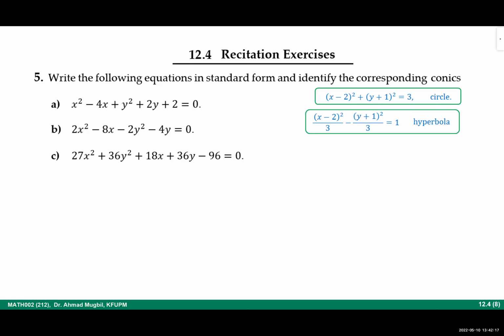The third one, they have, of course, the same sign, but not the same value. So it is an ellipse. It will not be a circle. It will be an ellipse. If it is not an ellipse, it will be either a single point, or a degenerate ellipse, which will be, of course, a non-existent graph or a point.